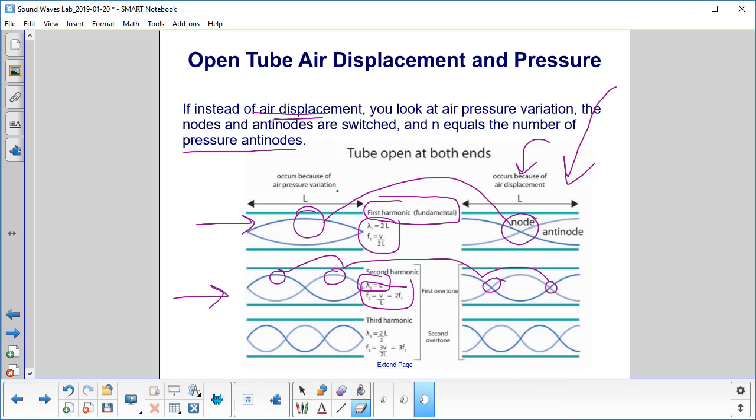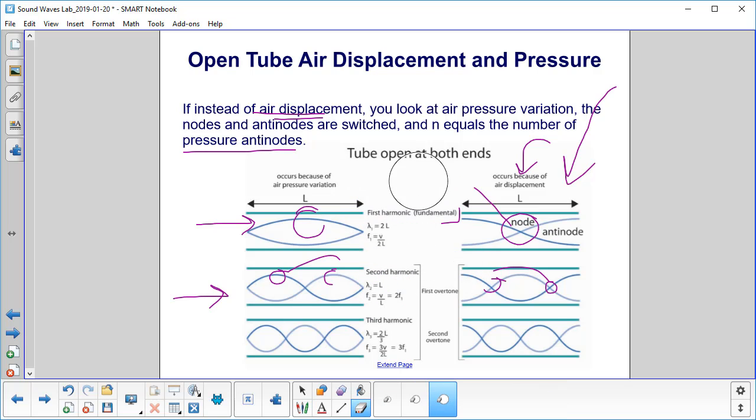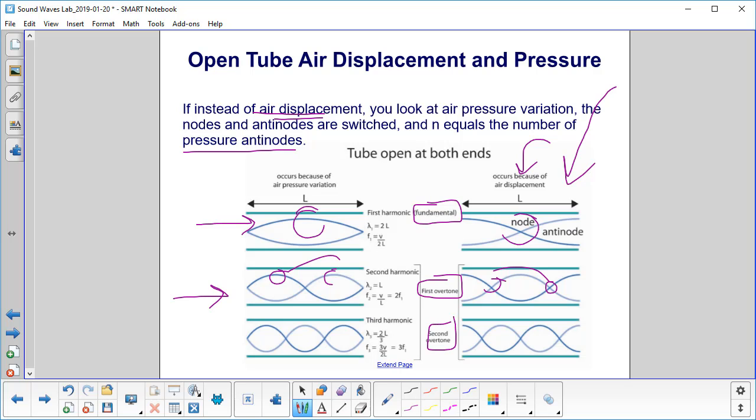This is way too busy, so let's get rid of some of this stuff here. Second harmonic, which is where n is equal to 2. Another name for that is the first overtone. Another name for the first harmonic is fundamental, then first overtone, second overtone, etc. Or you can call it first harmonic, second harmonic, third harmonic.